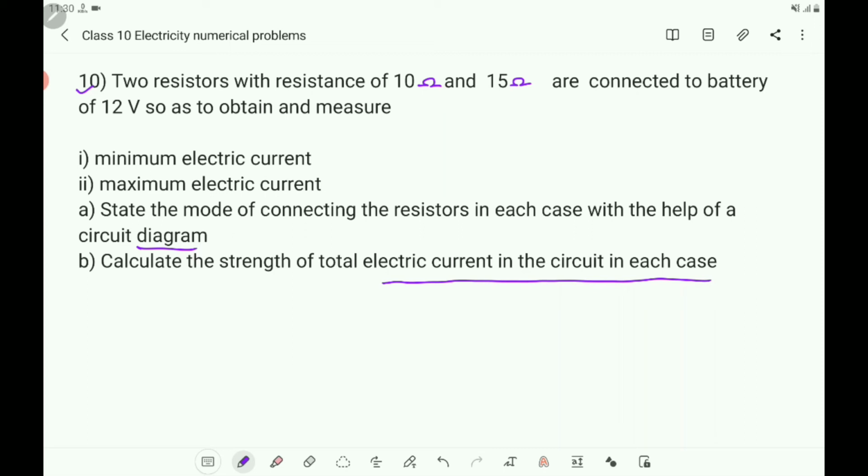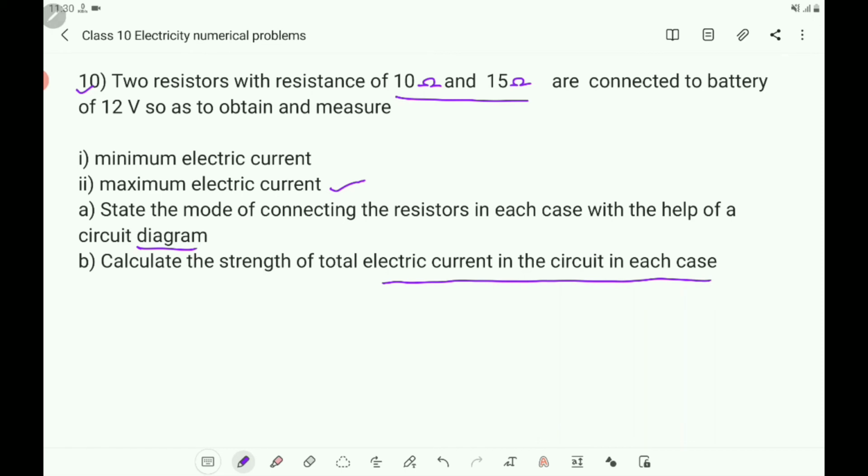And to get the maximum electric current, we have to get the minimum resistance. Total resistance must be minimum. That is possible if they are connected in parallel. So to get maximum electric current, these two resistors are to be connected in parallel to get the minimum resistance.